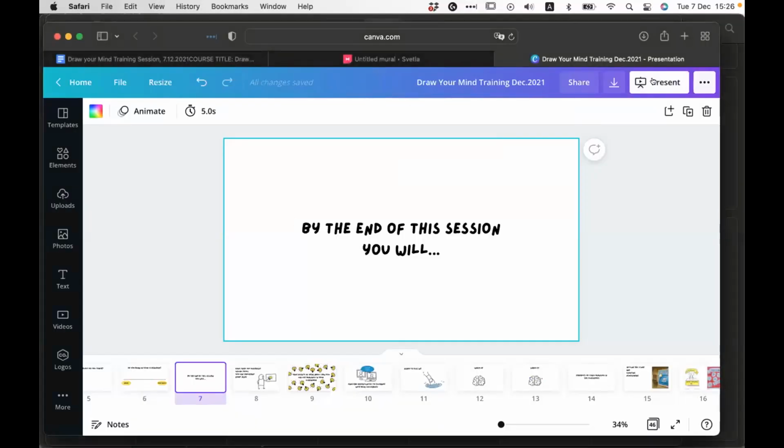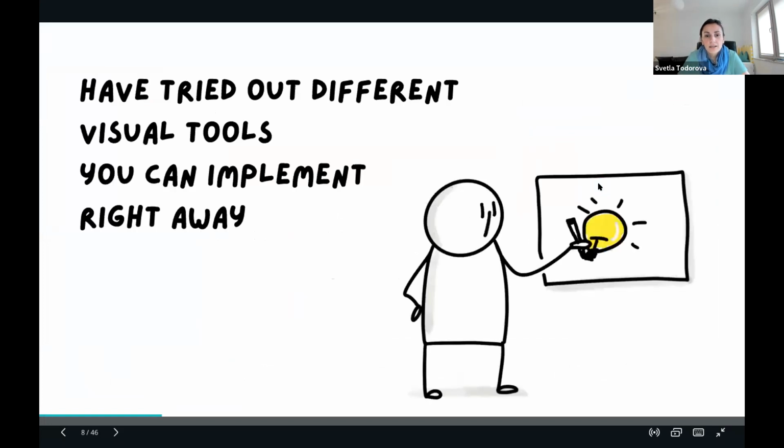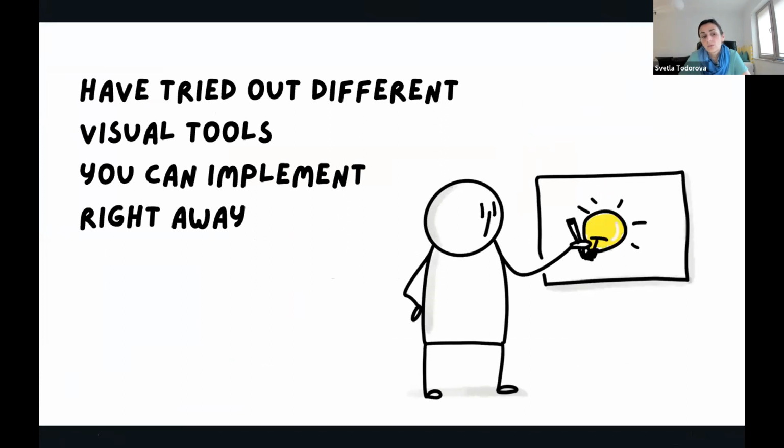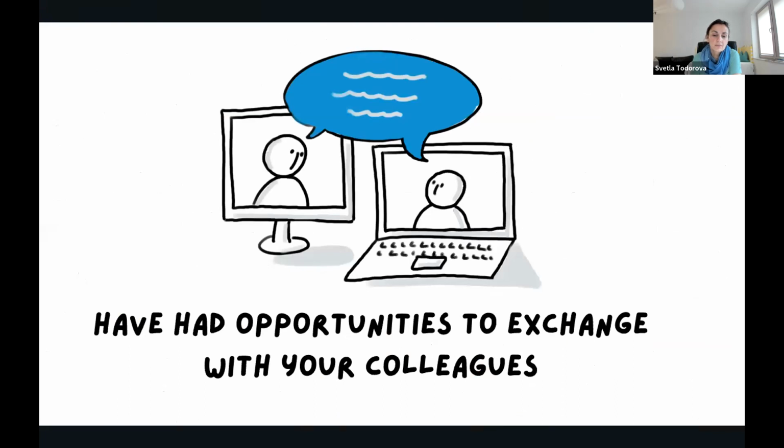So my idea for you is that by the end of this session, you'll have tried out different visual tools you can implement right away in your classrooms. This goes for those of you on the left of the spectrum who never draw in their classrooms, but also those of you who consistently draw. I hope you'll get new ideas on how to incorporate drawings into your teaching. You'll not only try a couple of tools, but also have lots of different ideas about how you can use drawings in your classroom in various settings, and you also have another opportunity to exchange with your colleagues.